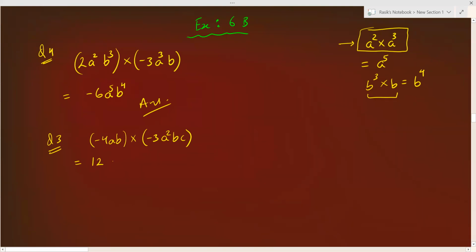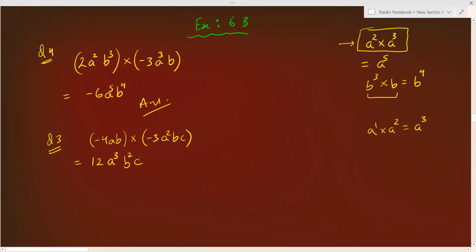A into a square, a ki power 3 ban gaya. Yahan par a ki power 1 hai, wahan par a ki power 2 hai. So a ki power 3. A into a square a ki power 3 hoga, nahi hoga? Batao. When there is no power, that means the power is 1. 1 plus 2 kitna ho gaya? 3. Similarly, b into b is b square. B ki power 1 into b ki power 1, power add ho gaya, b ki power 2 ho gaya. And c yahan par nahi hai, wahan pe hai, so you will write c also. C waisi aa jayega. So 12 a cube b square c is the answer.